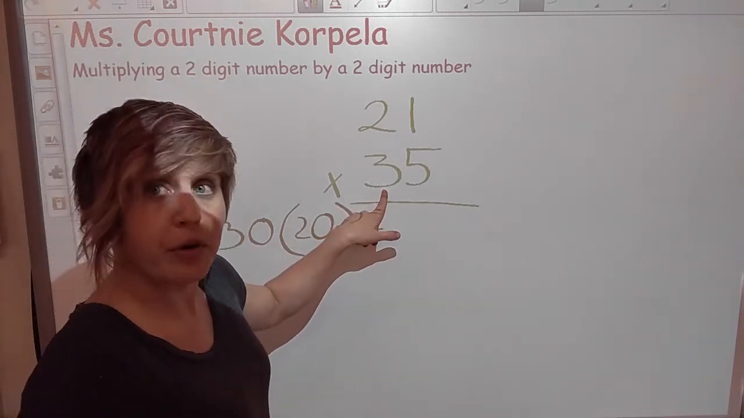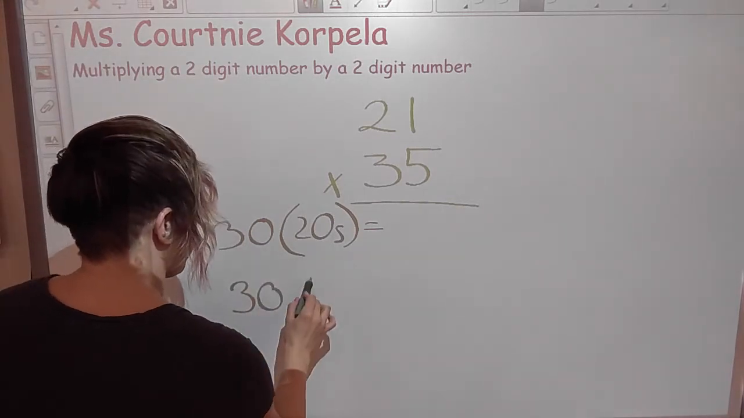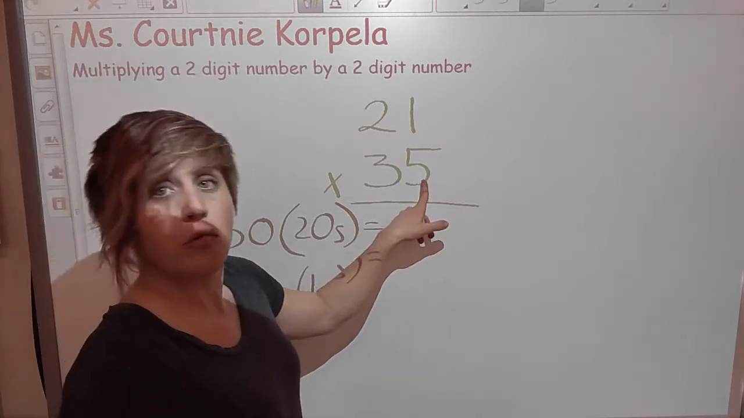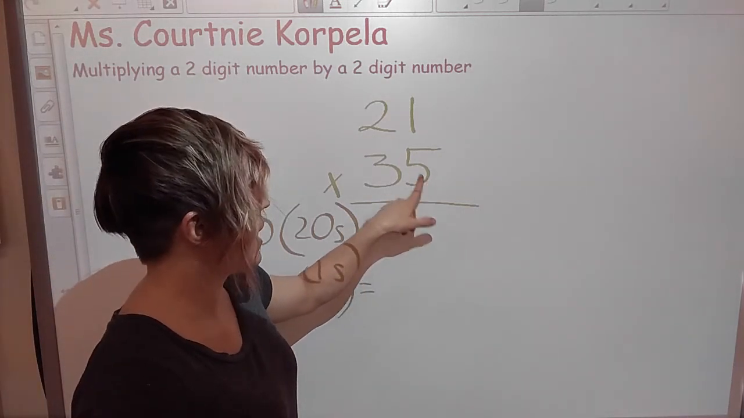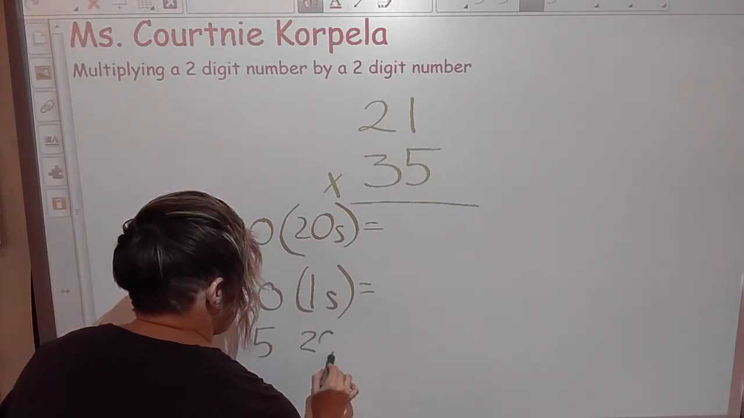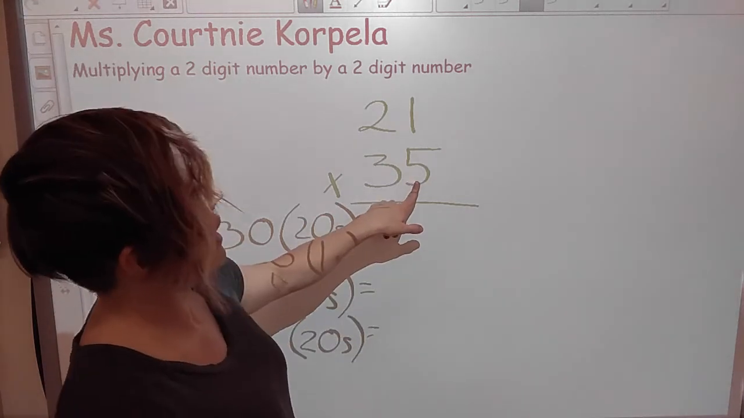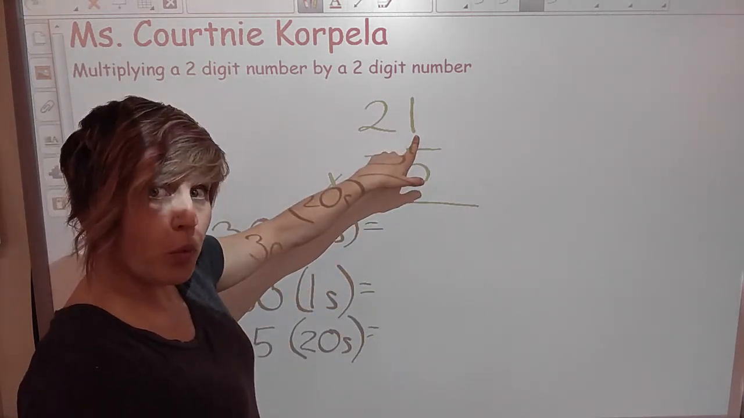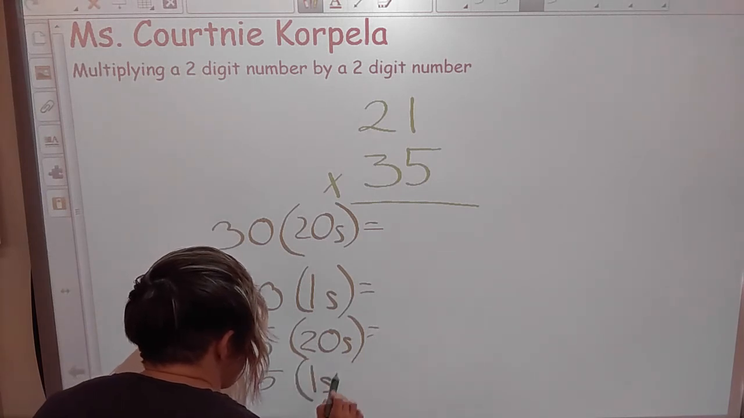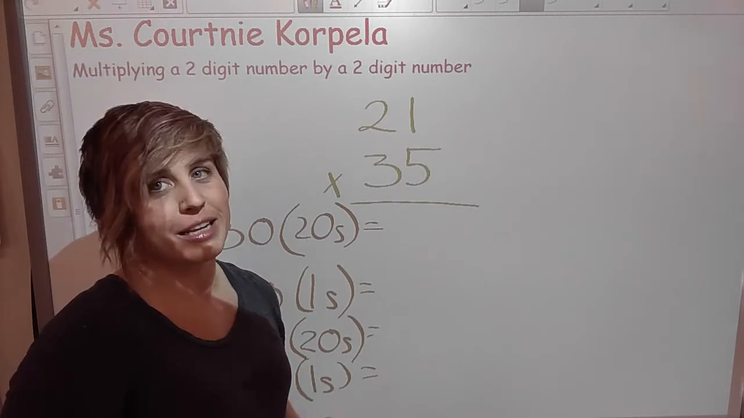Then we'll have 30 and multiply by the 1, 30 ones. Then we'll move over to the ones and multiply the 5 times 20, 5 20s. And then finally the 5 times 1, 5 ones. You'll multiply that out, add it up, and then get your answer.